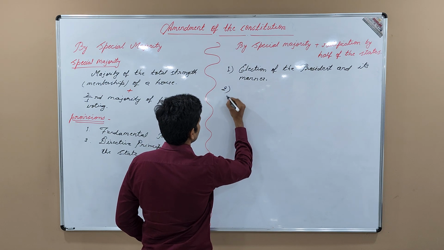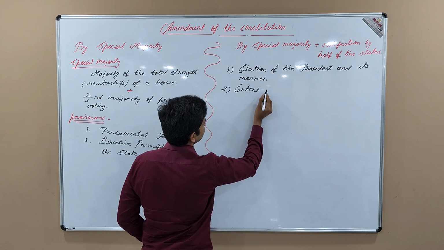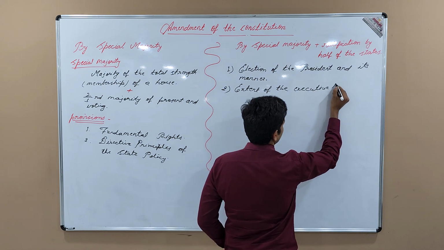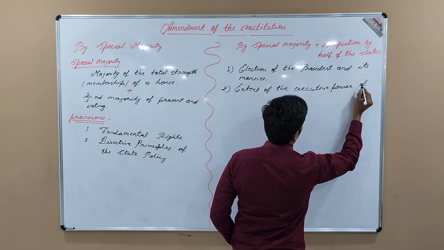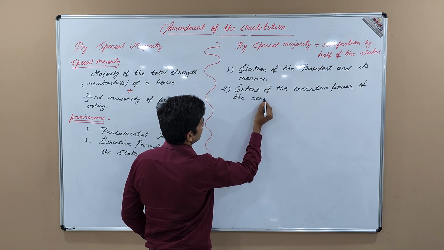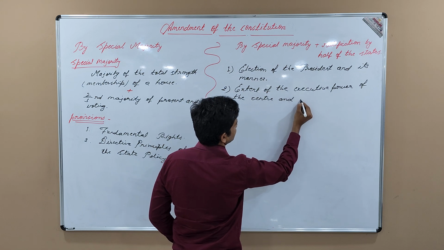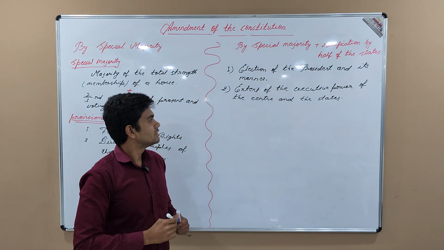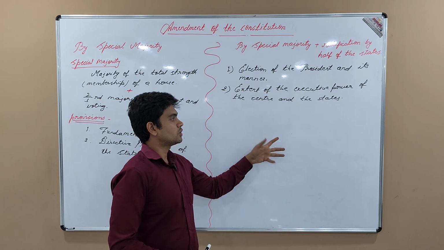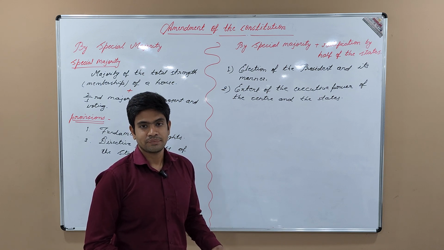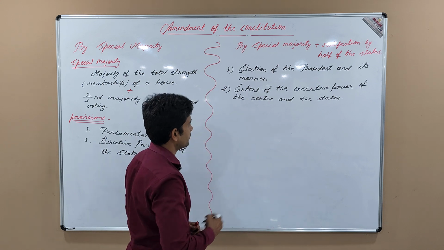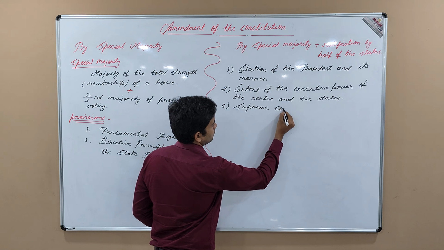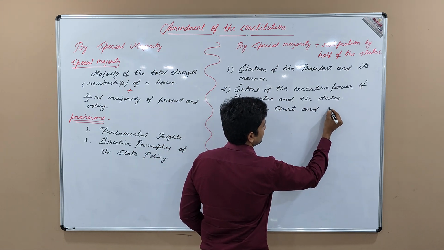Now, the second is the extent of the executive power of the center and the states. Similarly, whenever any change has to be made regarding the extent of executive power either of the center or of the states, it will be done by special majority as well as the consent of state legislatures of half of the states. The third provision is the provisions regarding the Supreme Court and high courts.